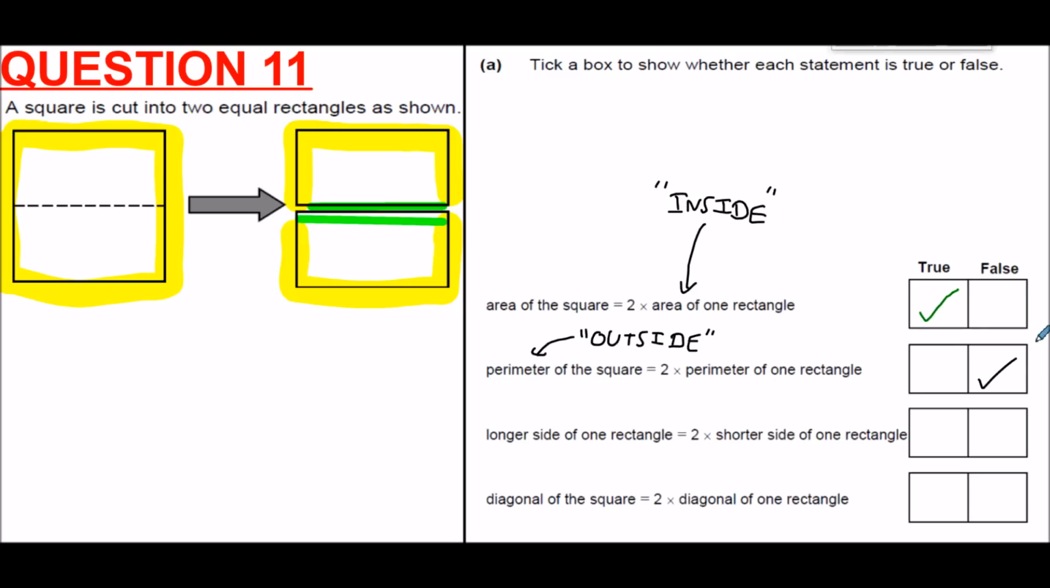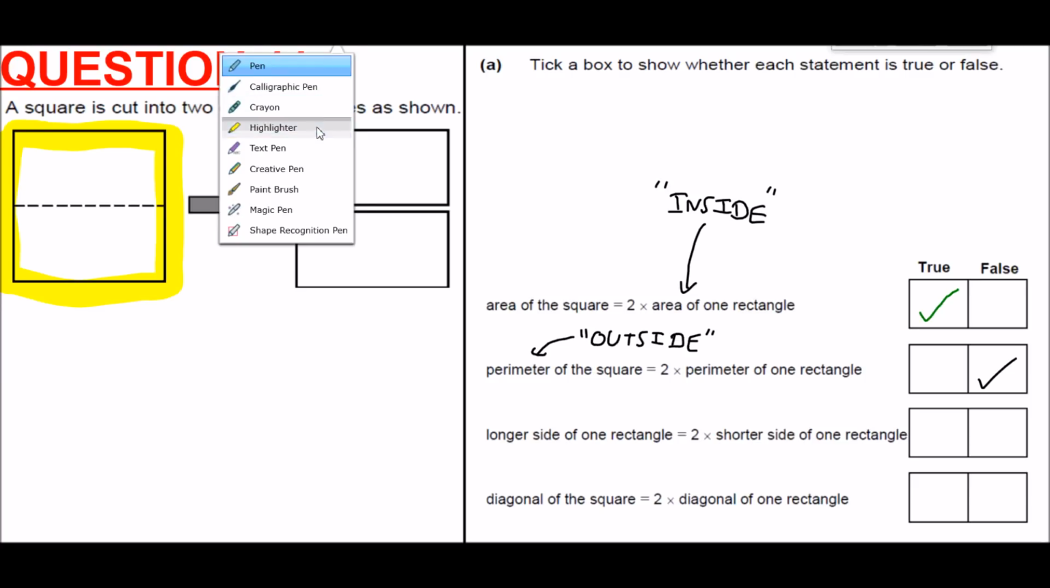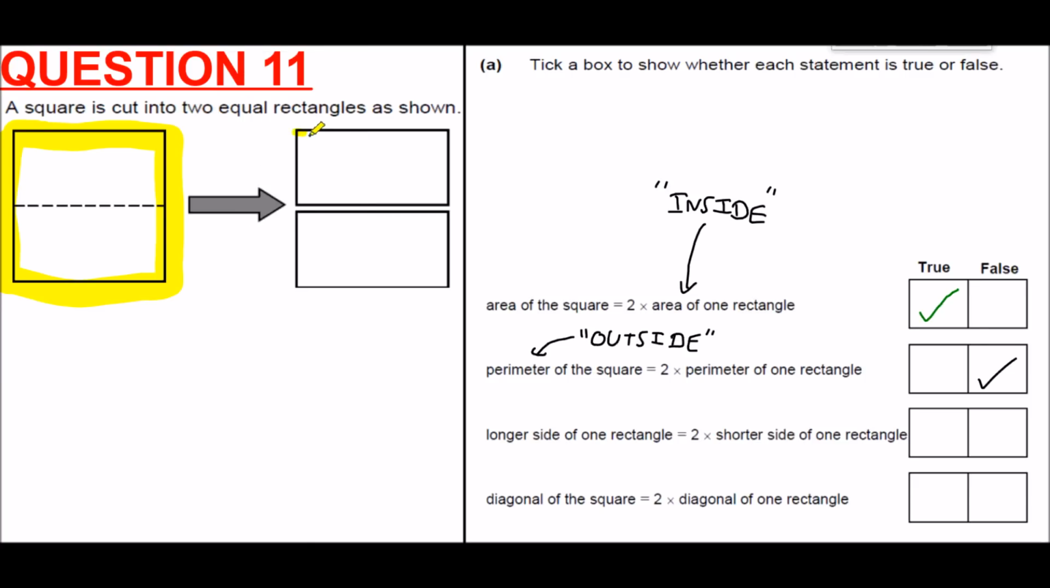Third point, the longer side of one rectangle apparently is 2 times the shorter side of one rectangle. And so if we have a look at this one, the longest side of one rectangle is, just erase these for now so we can see what we need. So the longer side is either the top edge or bottom edge, depending on how you want to look at it. So that's the longer side. The shorter side of one rectangle will be, in this case, the width, which should be this line here. So that's one lot of the shorter side.